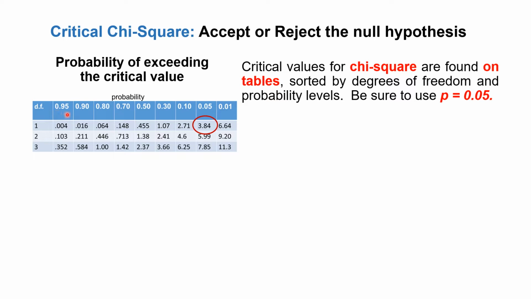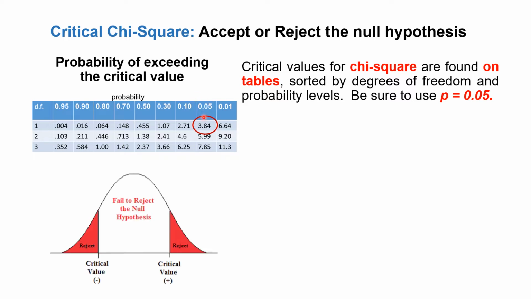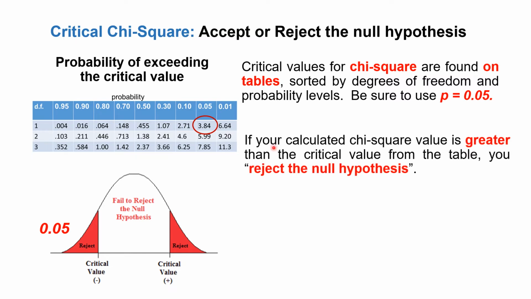So 0.95, 0.90, and the one that we want is this p-value of 0.05. Why? Because here you see the values where you will reject the null hypothesis, here and here. This is a two-tail test, so you will have these two red regions where you reject the null hypothesis. And if your calculated chi-square value is greater than the critical value from the table, you will reject the null hypothesis.